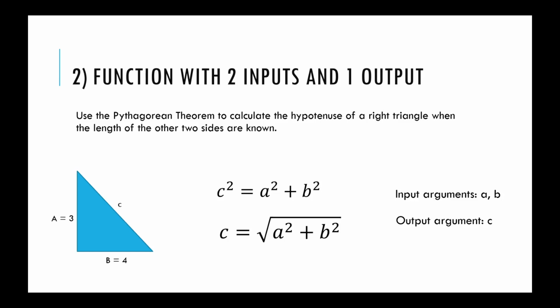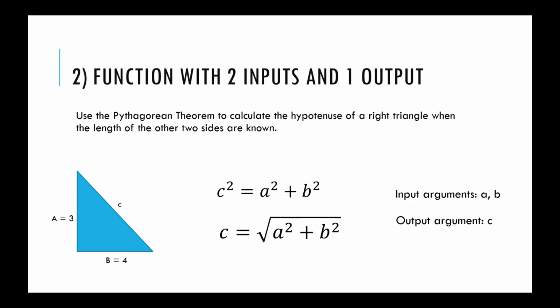Okay, so let's look at another example. Here is an example of a function with 2 inputs. This is a type of user-defined function. So I hope by now you can understand that a function not only requires one input or one output. It can also have multiple inputs and also multiple outputs.